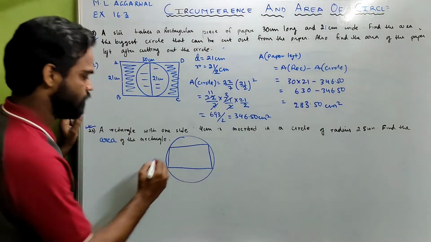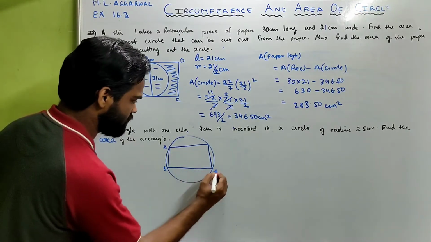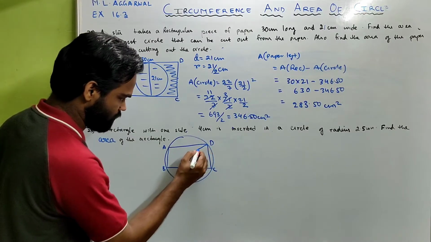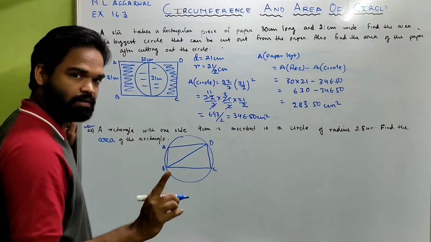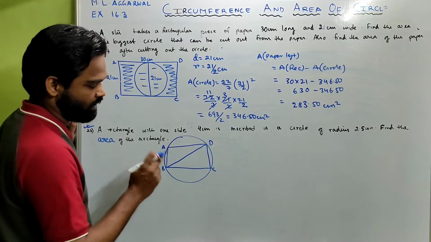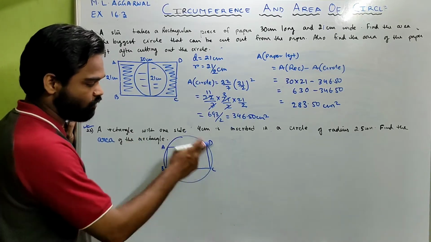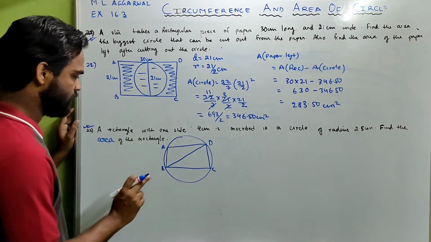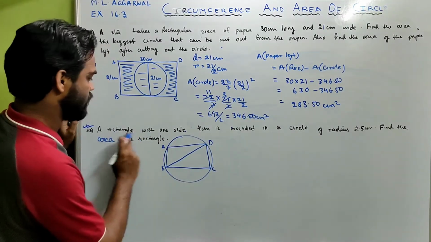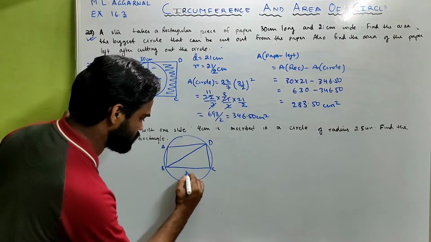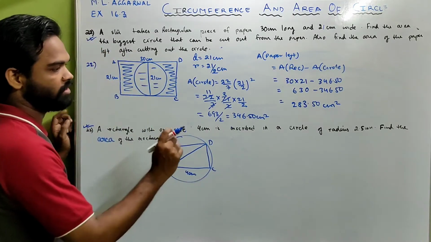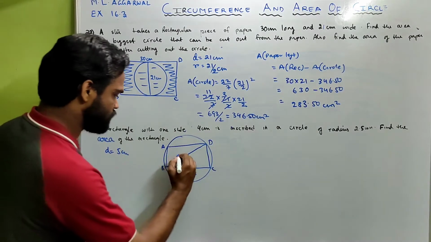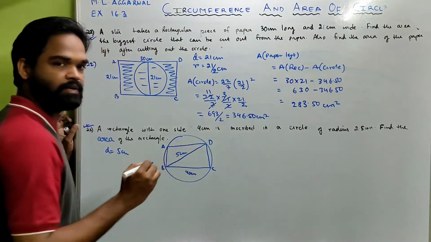Okay, A, B, C, D. Now the most important thing to remember over here is that the diagonal of the rectangle will be equal to the diameter of the circle, which means this rectangle with one side 4 centimeter, suppose this is 4 centimeter, is inscribed in a circle of radius 2.5. So diameter will be 5 centimeter, which means BD is 5 centimeter.